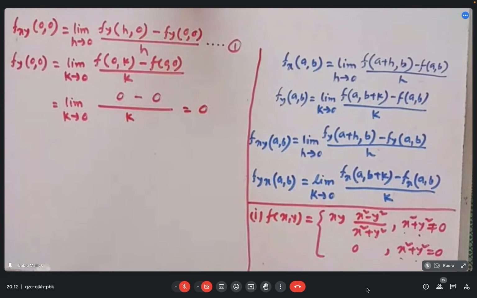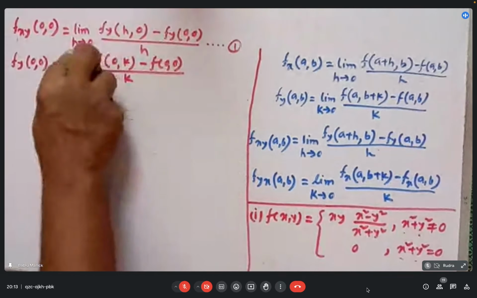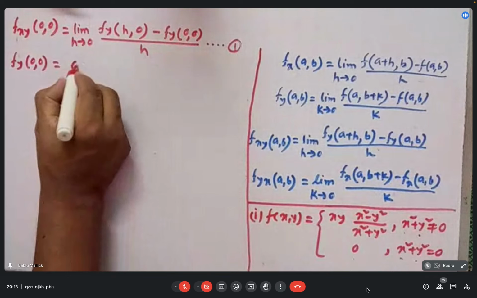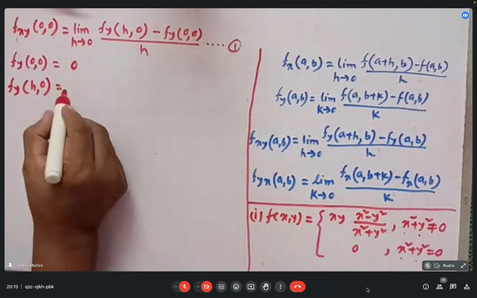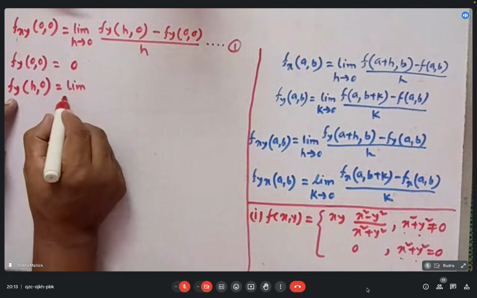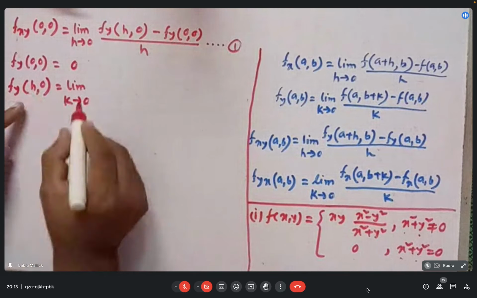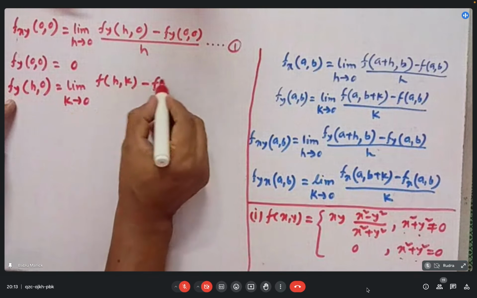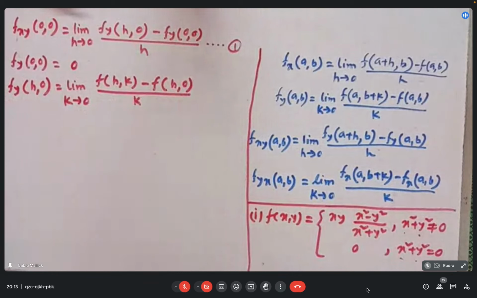Now calculate fy h 0. So we are getting fy 0 0 value is 0, and fy h comma 0 is equal to limit, we shall consider increment in y component, so k tends to 0, f of h comma k minus f of h comma 0 divided by k.